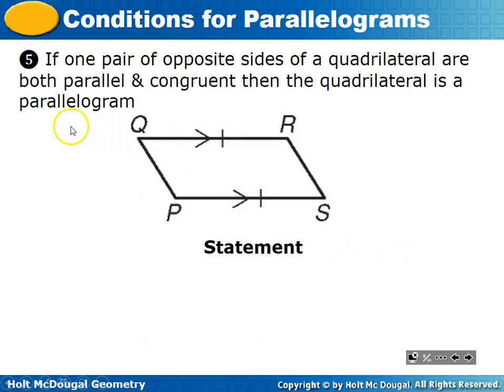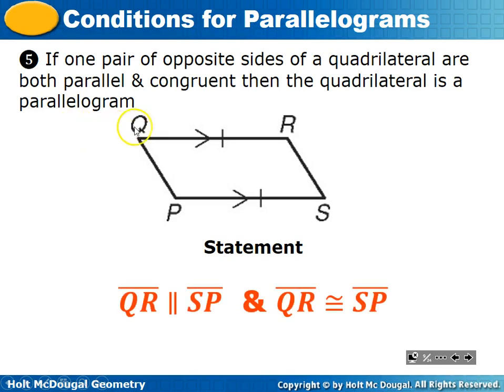Number 5 is if one pair of opposite sides of a quadrilateral are both parallel and congruent, then the quadrilateral is a parallelogram. Now this one's new, not one that we've done before, so you need to really pay attention to this one. Here we say QR is parallel to SP. That's those arrows on there. And then we also say that QR is congruent to SP. If they're both parallel and congruent, then we can say that this is a parallelogram.